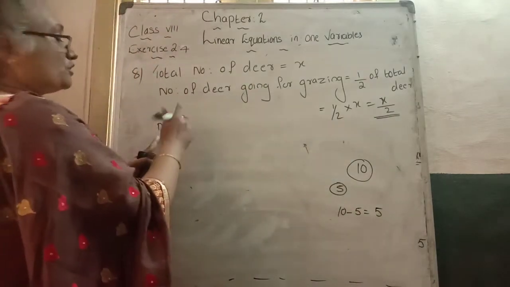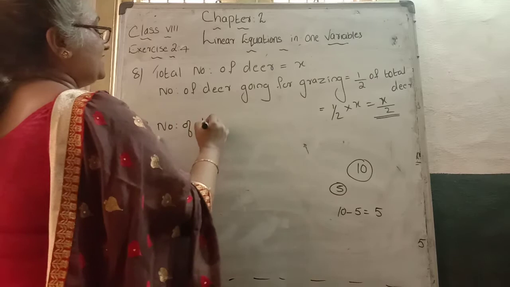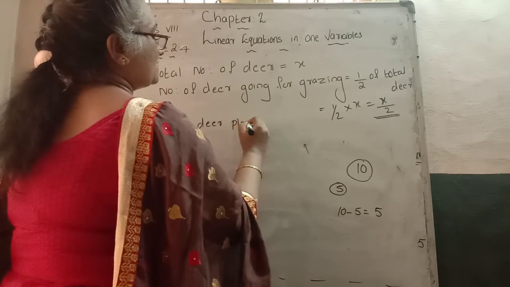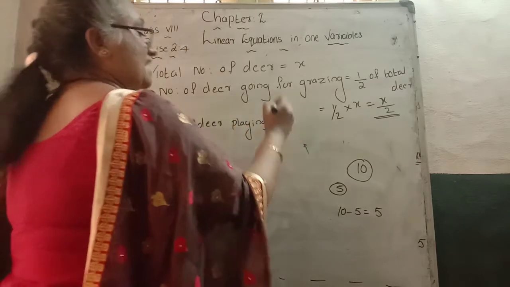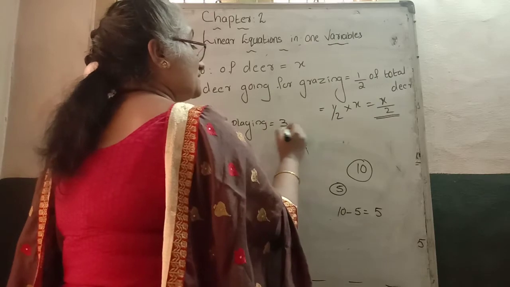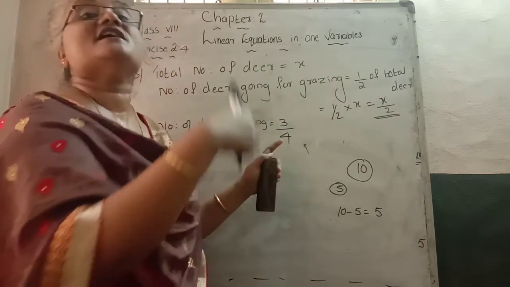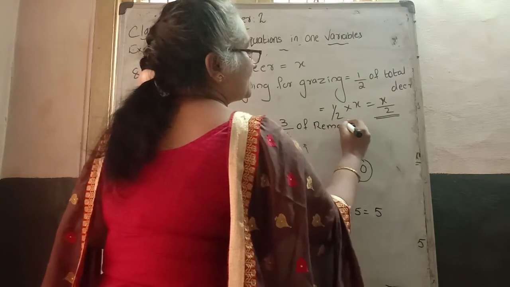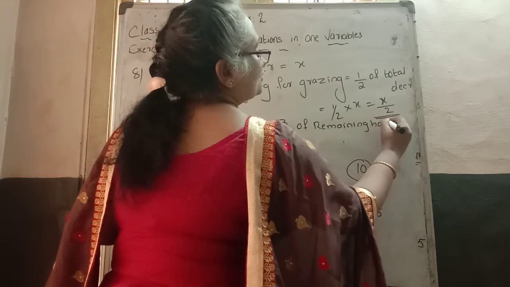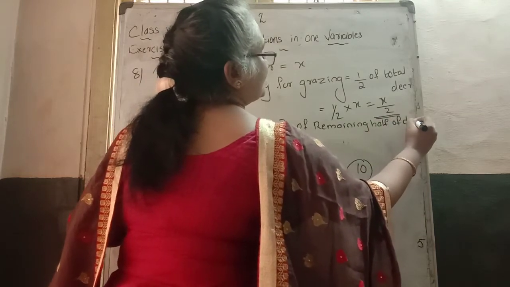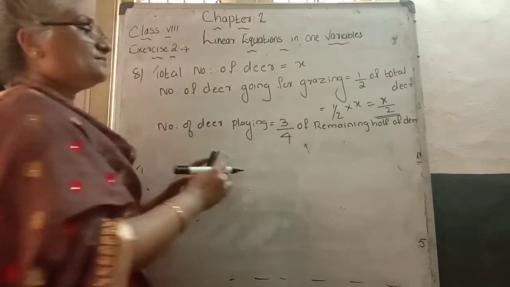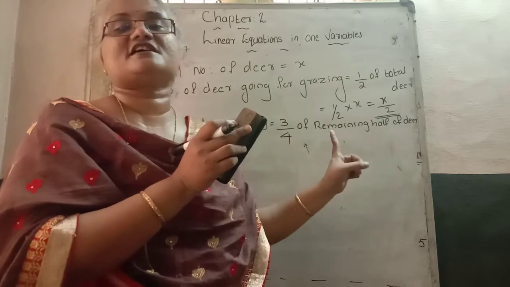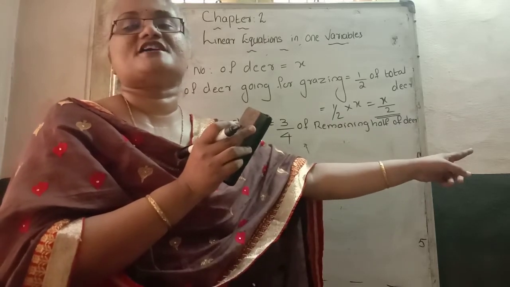The same meaning applies here. The number of deer playing in the nearby place: they say 3/4 part of the remaining half. 3/4 of the remaining half of the deer go for play. How do we find the remaining half? Total deer 10 minus grazing deer 5 becomes 5, which is the remaining half.